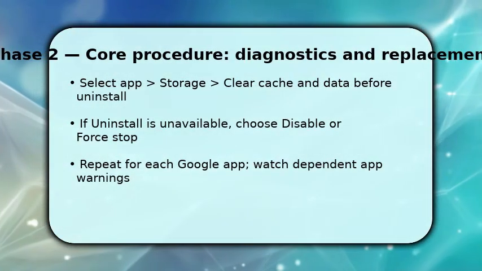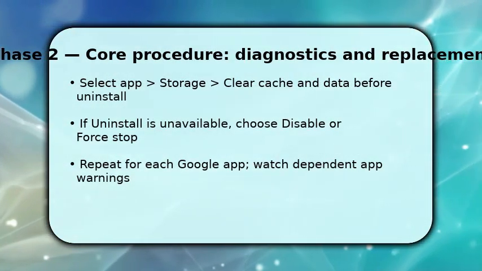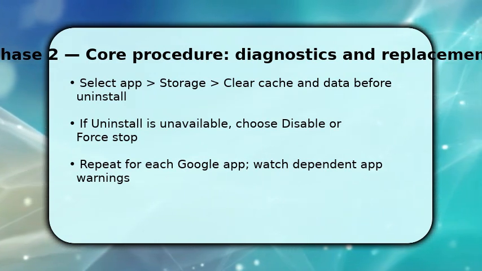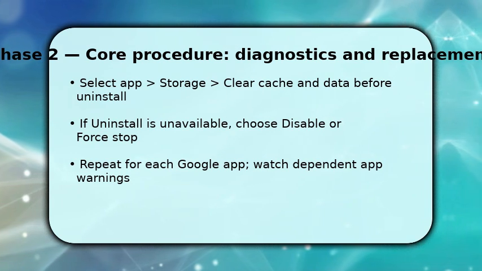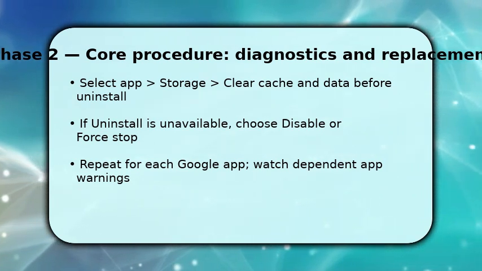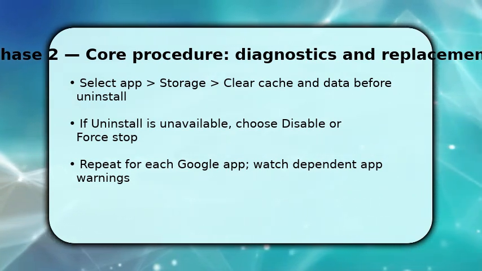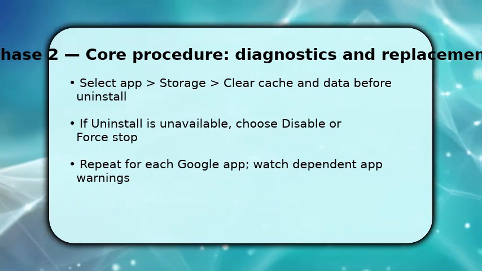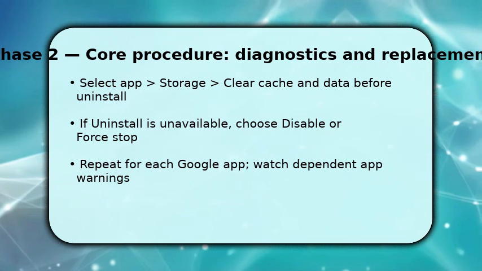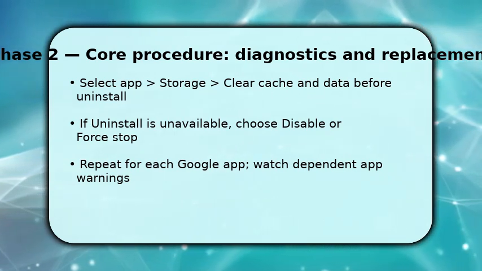You now handle the core removal actions. First, clear cache and data under storage to avoid leftover files, then tap Uninstall if available. If the option is grayed out, choose Disable and Force Stop. This prevents the app from running and removes it from the launcher. Make sure to read warnings about dependent services because disabling one Google app can impact others.